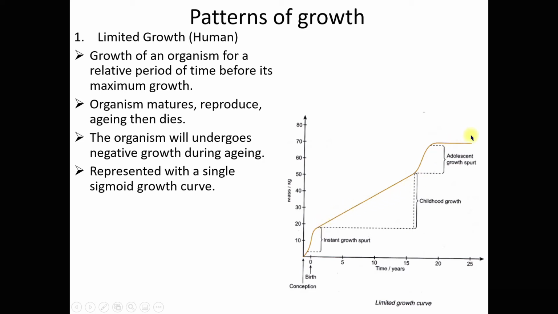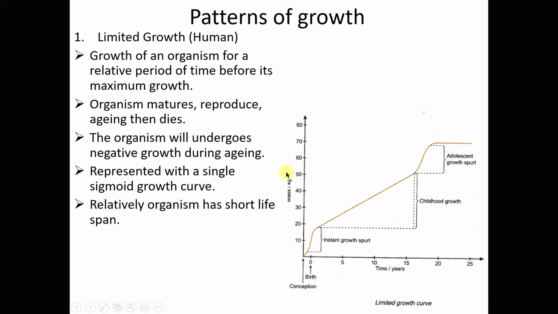The opposite of the limited growth pattern is the unlimited growth pattern, where they show a series of sigmoid growth curves. So when you want to explain this limited growth pattern, you must mention that it is represented with a single sigmoid growth curve.